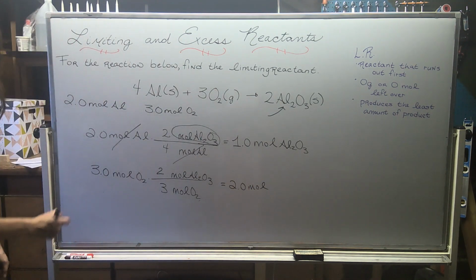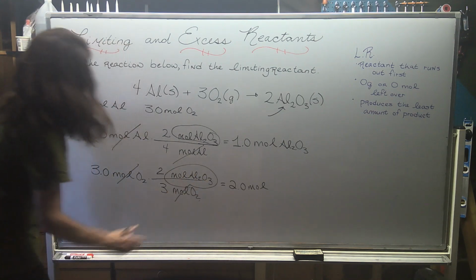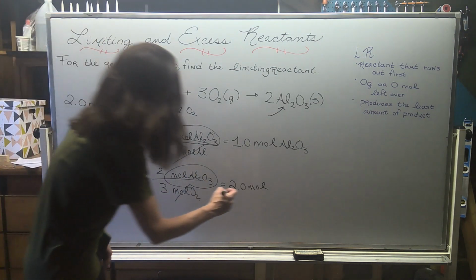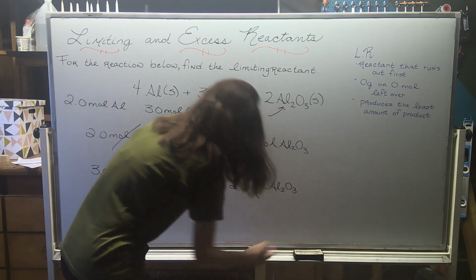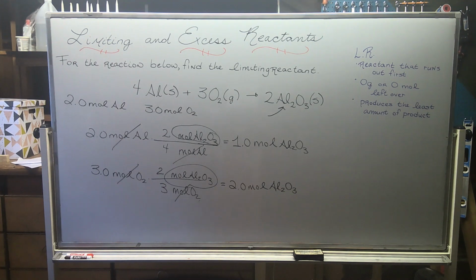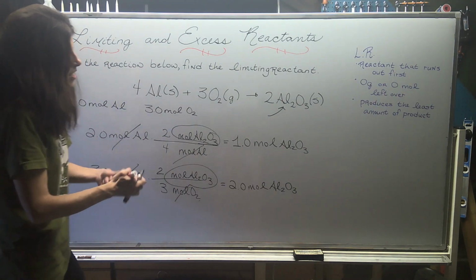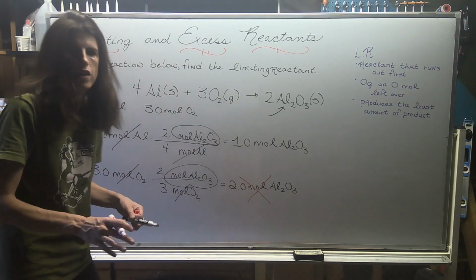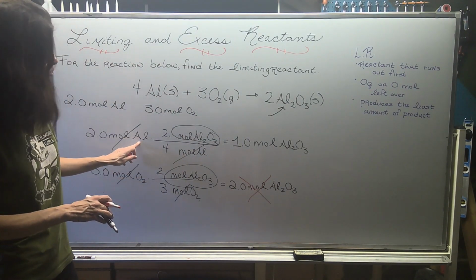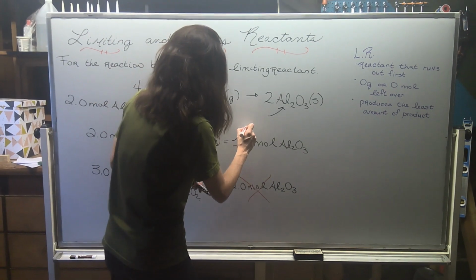Always check how your units are canceling. So moles of oxygen cancel moles of oxygen, and we're left with moles of aluminum oxide. Alright, so the larger number, I can't emphasize this enough, the larger value of product is meaningless. We're never going to produce 2 moles of aluminum oxide. We just don't have enough aluminum because our smaller number is our theoretical yield.